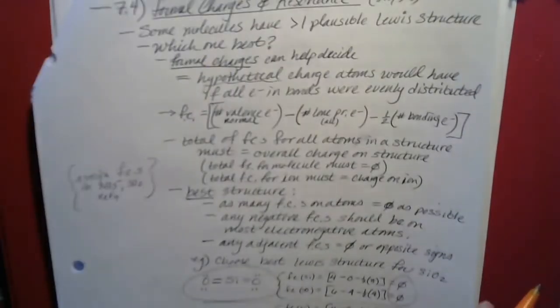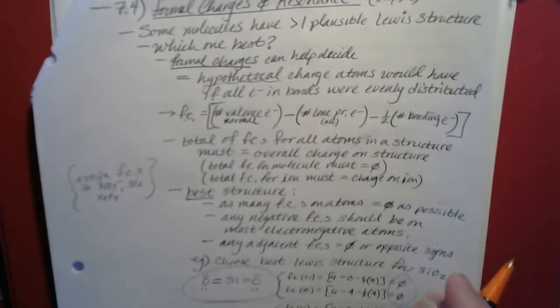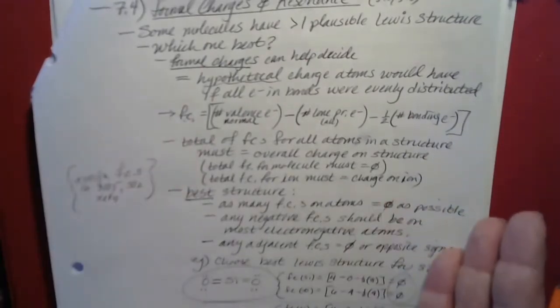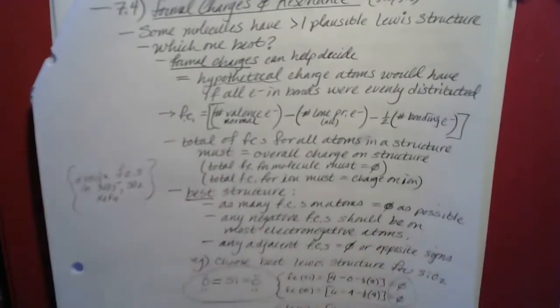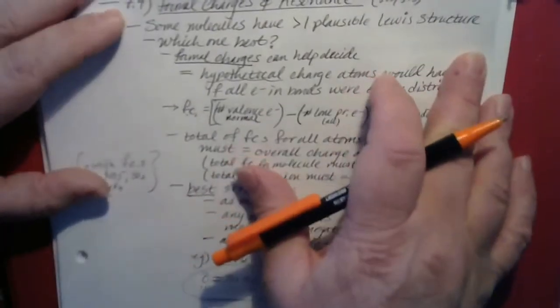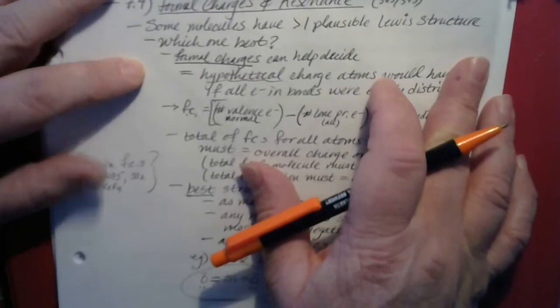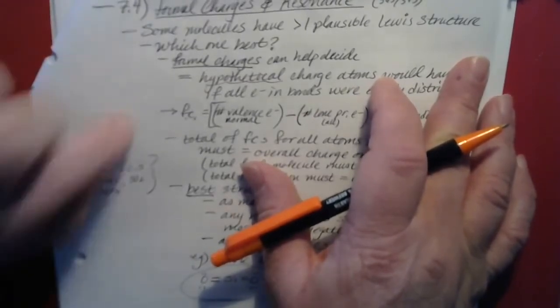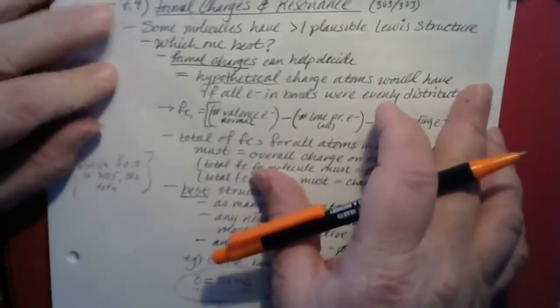There are some other examples where plausible Lewis structures could differ even more, like maybe one Lewis structure has a double bond in it and the other doesn't have any double bonds in it. That's a pretty big difference. They might look equally plausible, but formal charges give you a way of deciding which one is better.